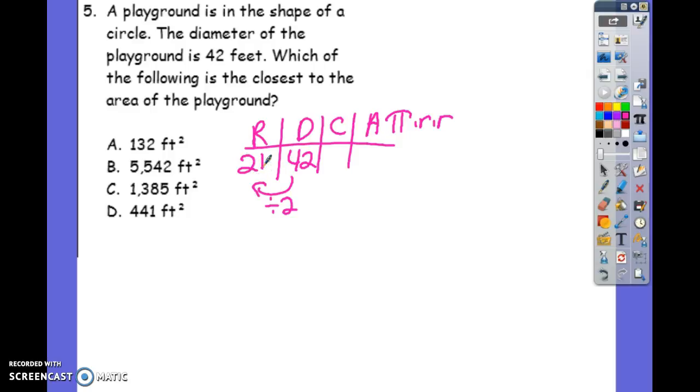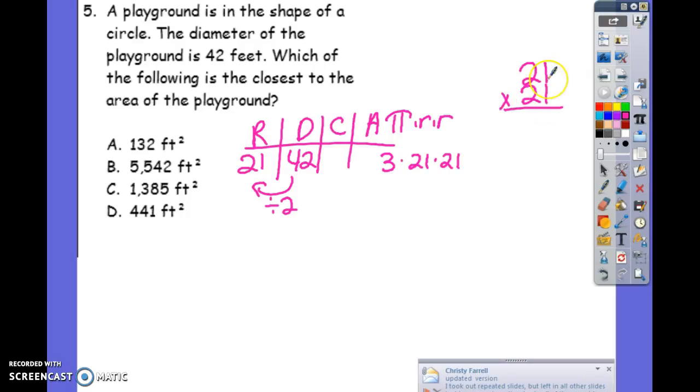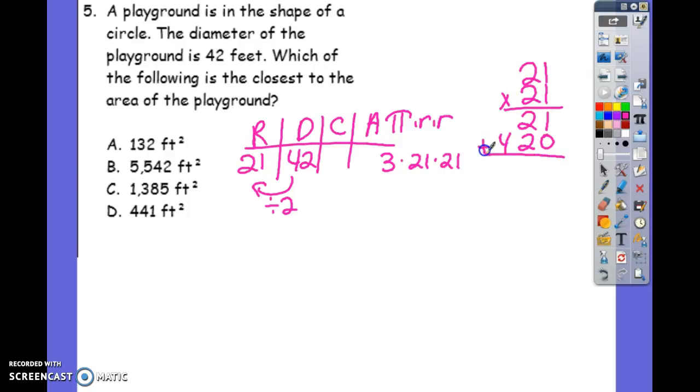Now it's multiple choice, so I can use 3 for pi. 3 times r, which is 21, times r, which is 21. And then I'm going to need to do the calculations. So 21 times 21 is going to be 1 times 1 is 1. 1 times 2 is 2. 0 placeholder. 2 times 1 is 2. 2 times 2 is 4. 1 plus 0 is 1. 2 plus 2 is 4.